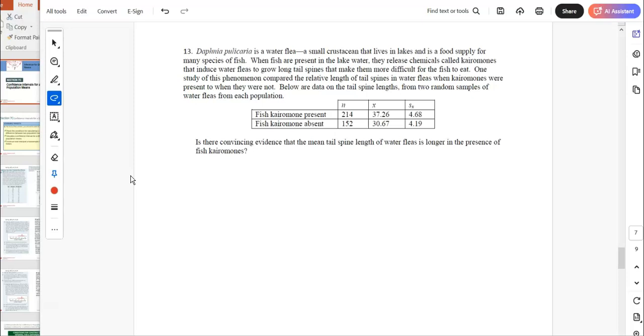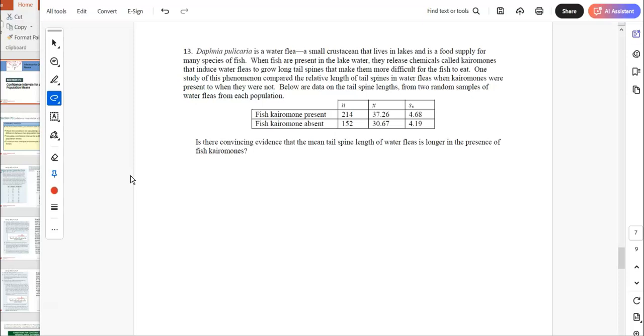Daphnia pulicaria, whatever that is, a water flea, a small crustacean that lives in lakes and is a food supply for many species of fish. When fish are present in the lake water, they release chemicals called pheromones that induce water fleas to grow long tail spines and make them more difficult for the fish to eat.